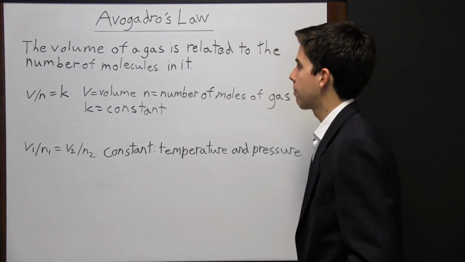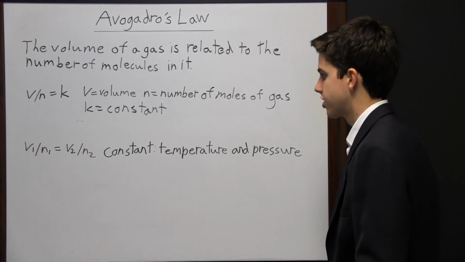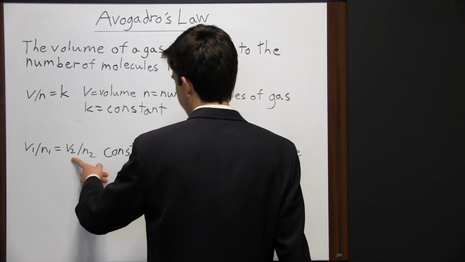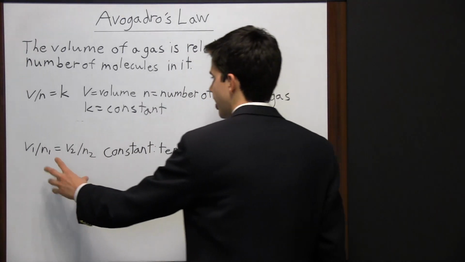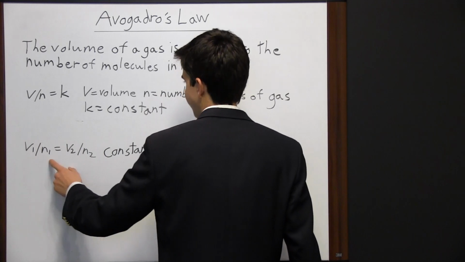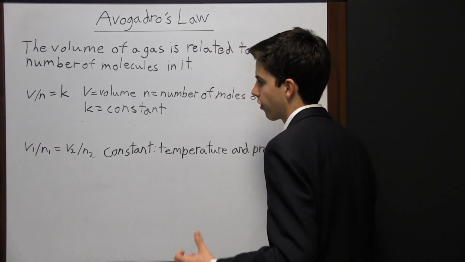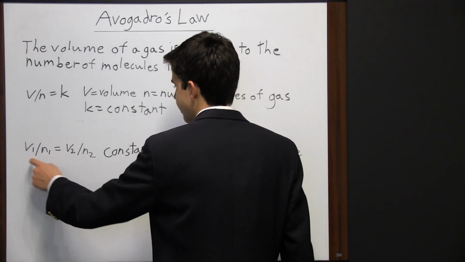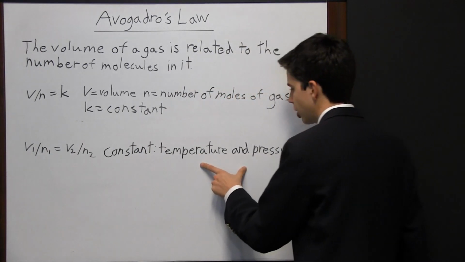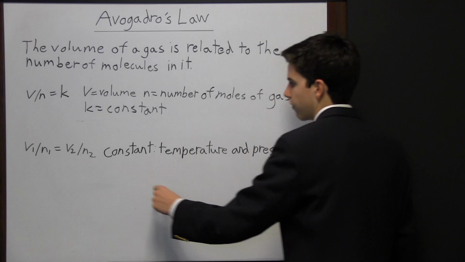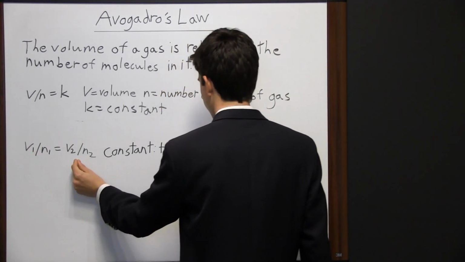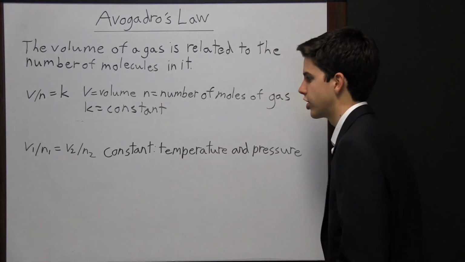Now a more practical application of Avogadro's law is expressed in this equation. V1 divided by N1 equals V2 divided by N2. And this shows change over time. Now there are other things that affect volume besides the number of moles. And there are other things that affect the number of moles besides the volume. So in order for this equation to work, the temperature and pressure must remain the same, because if the temperature and pressure are one thing here and then they change over on this side of the equation, then it's going to mess the whole equation up.